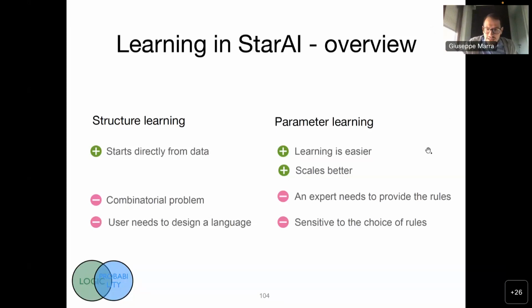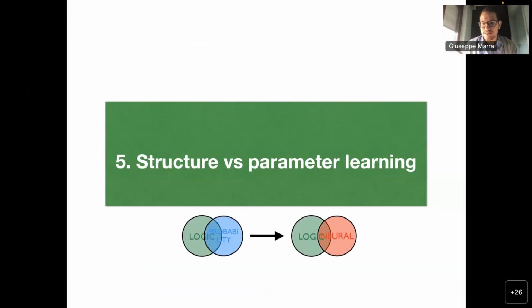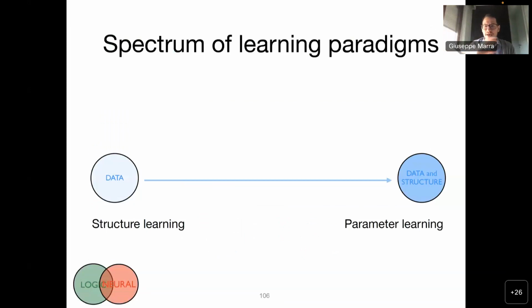So let's now move to the neurosymbolic. So we've seen these are the two paradigms. Either you learn just the structure, or you learn the parameters. In neurosymbolic, however, we can see this as a spectrum. There are systems that do more of one, more of the other, so something in the middle.